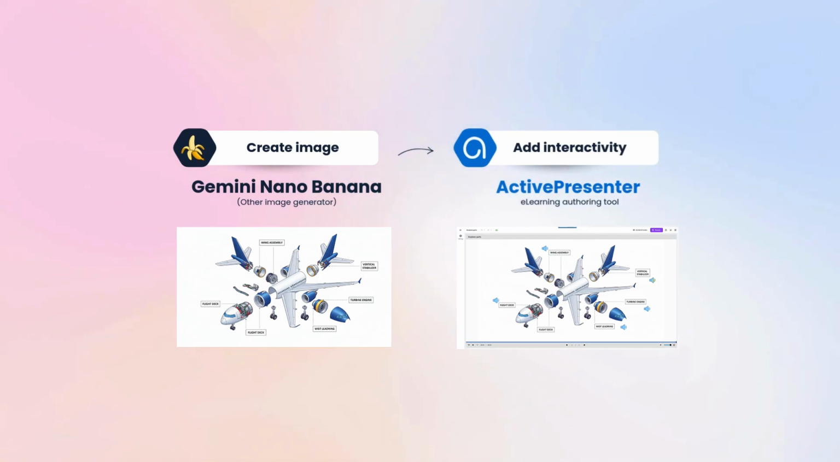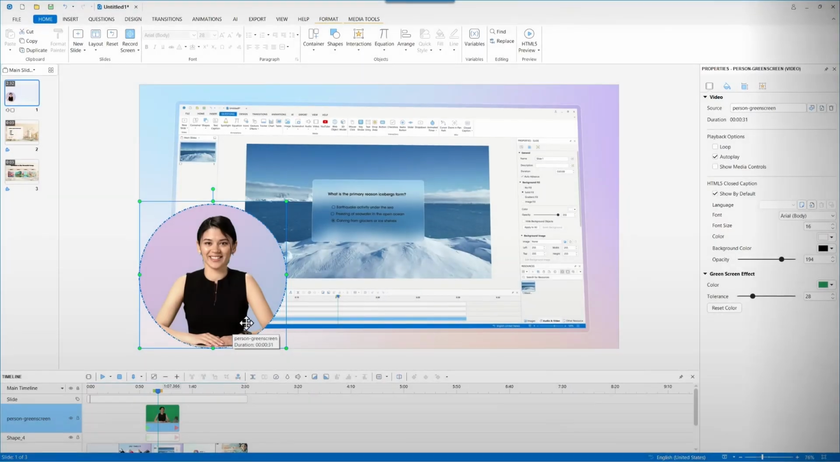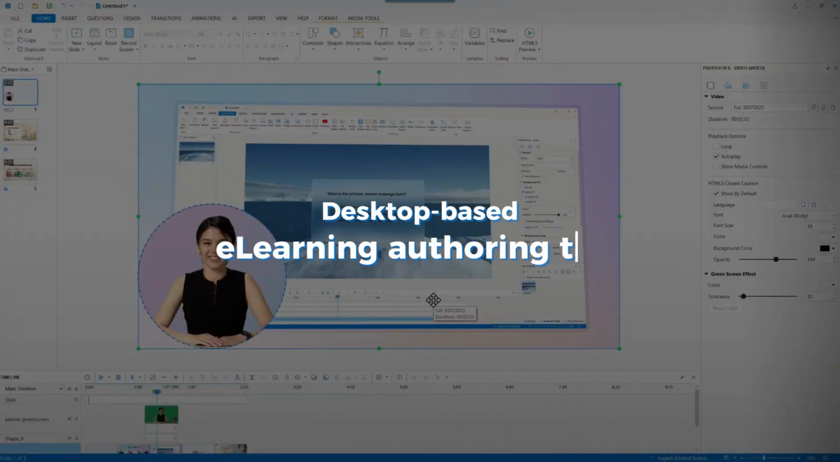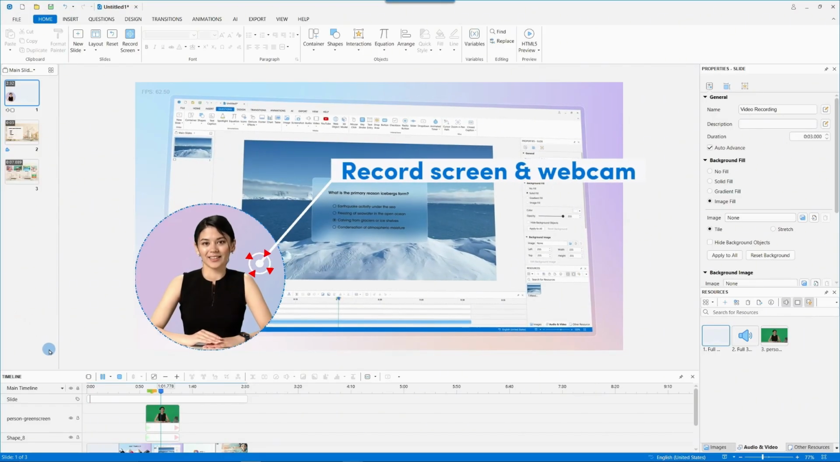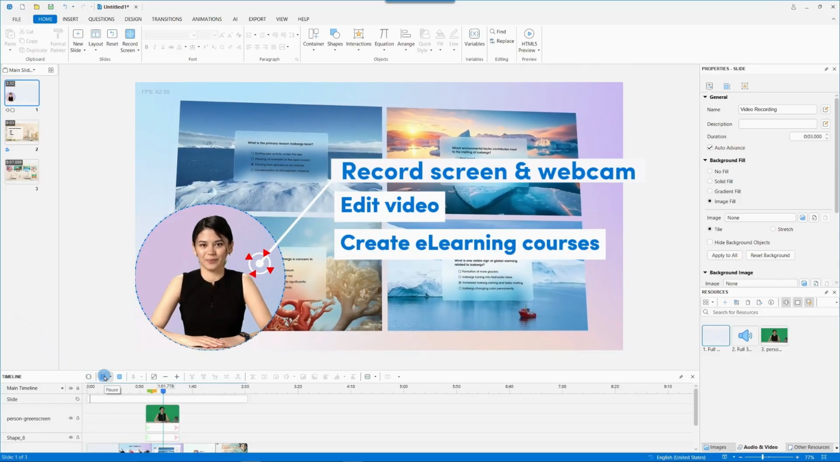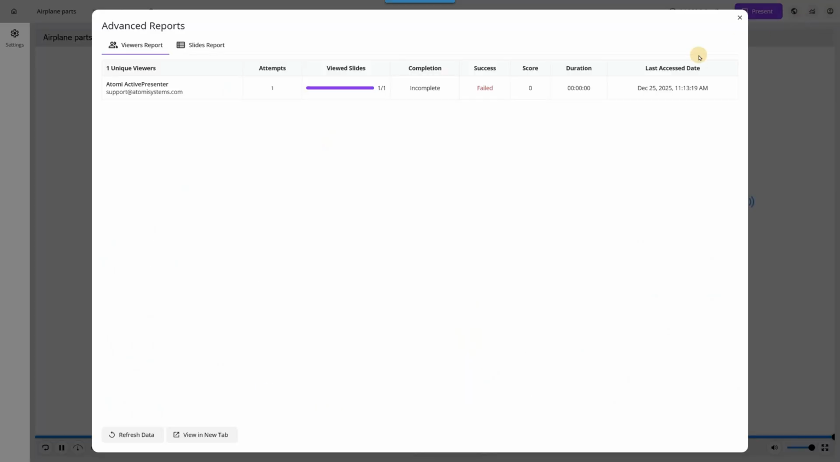I created the image in Gemini Nano Banana and created the click to review audio in ActivePresenter. ActivePresenter is a desktop-based e-learning authoring tool that helps you record screen, edit video, and create interactive e-learning courses, then upload to share and track results.